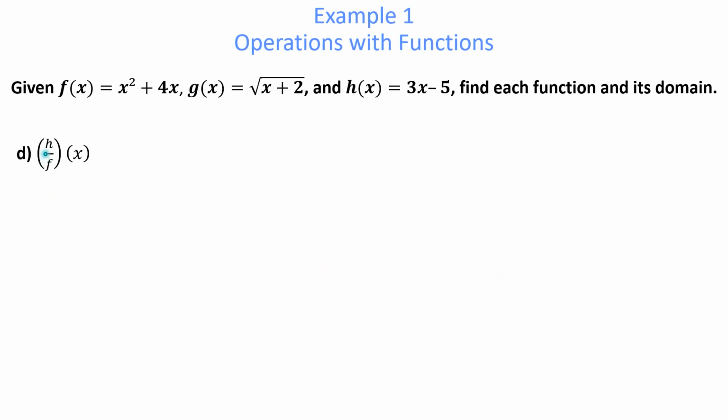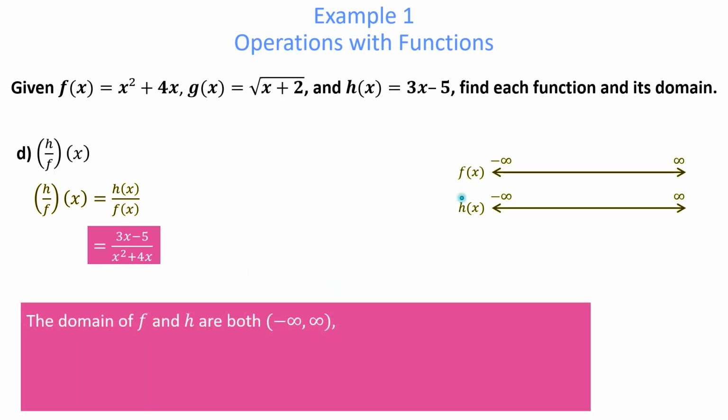The quotient of h and f of x is equal to h of x over f of x. Now h of x and f of x can be replaced with what we have over here and what we have over here to give us the final new function for this quotient function here. Now the domain of f and h are both the same. So we'd expect the domain for this new function to be the same as well, where the intersection of these two occur, or where they overlap, like so.